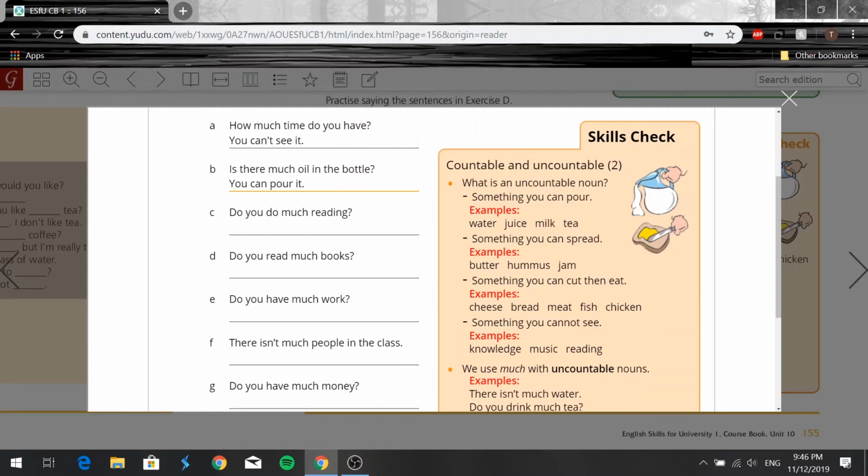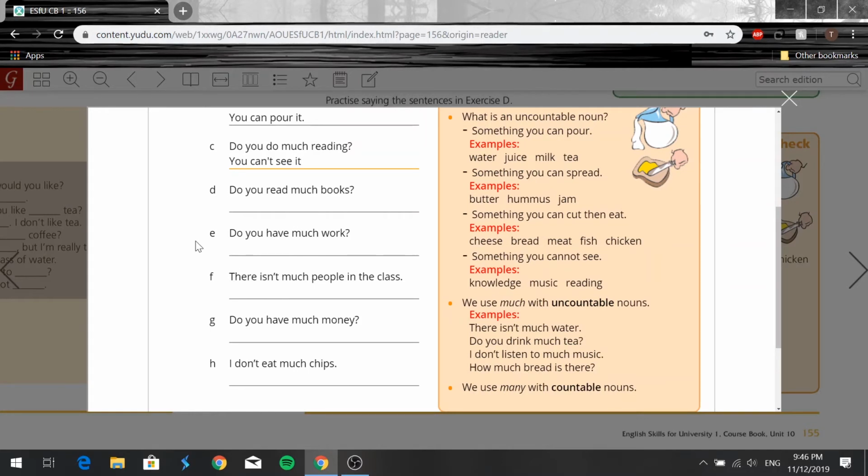Do you do much reading? Again, correct. And why did I use the word much? Because you can't see reading. So we'll say you can't see it. Okay? You can't see it.